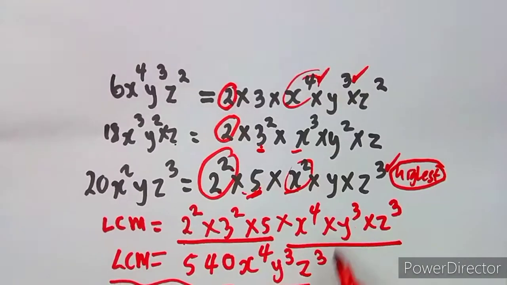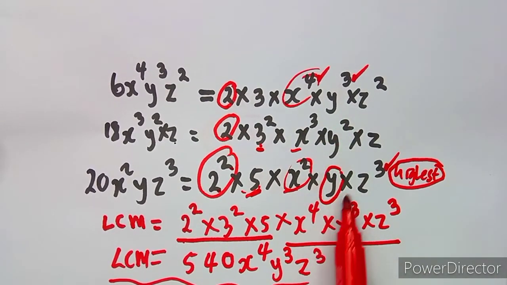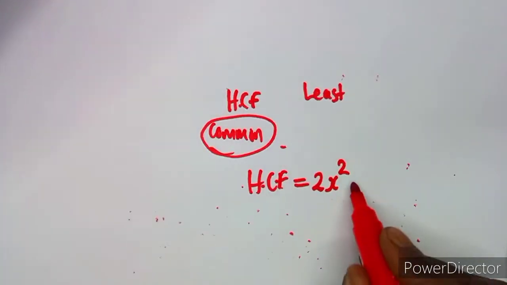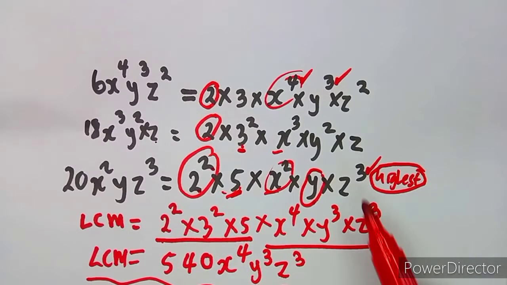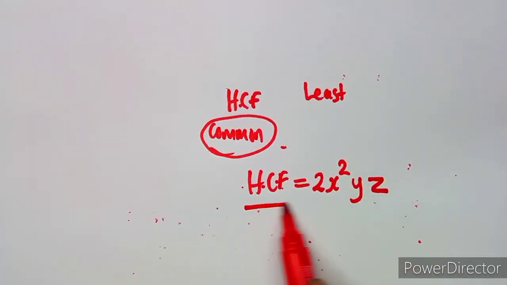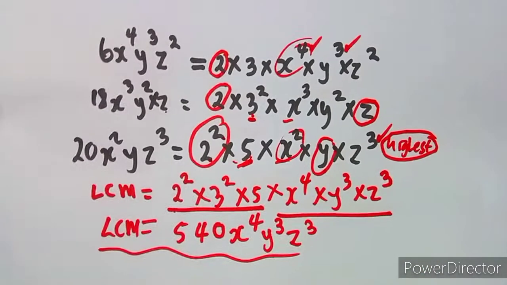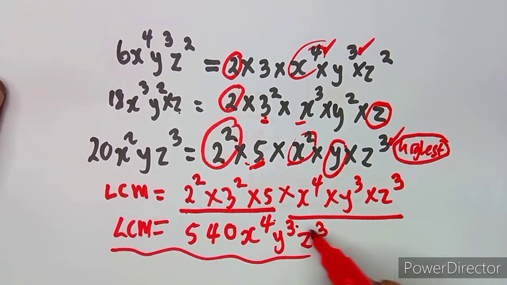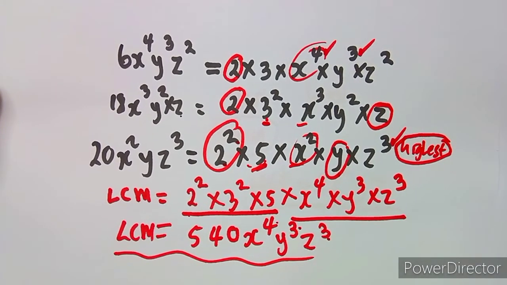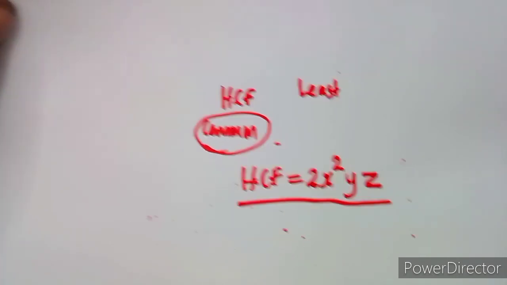All right. You move on to y. Y is common also because it's there, and this one is the one with the smallest exponent, which is y. You move on to z. Z is also common, but which one is the smallest exponent? That is a z there. You take the one with the smallest or the least exponent, but for LCM, you take the one with the highest exponent. Okay, so that is our HCF from the question that we're being asked to determine.